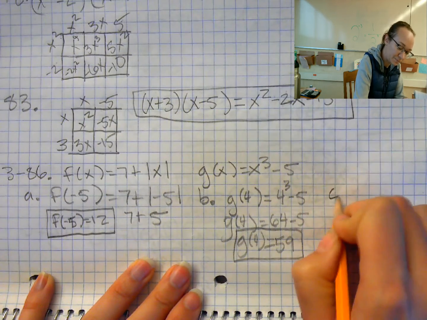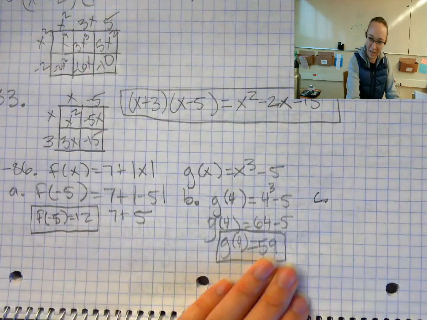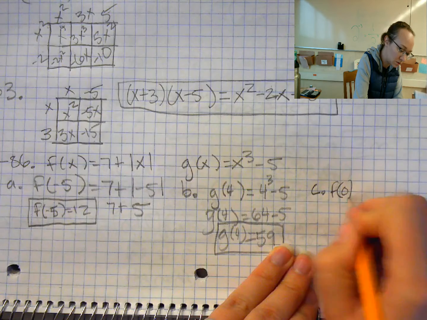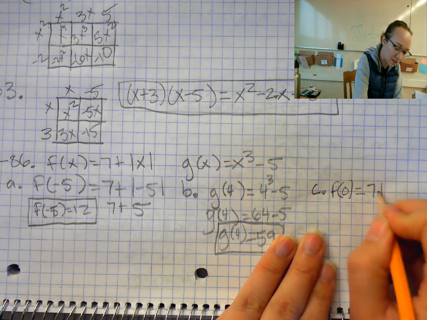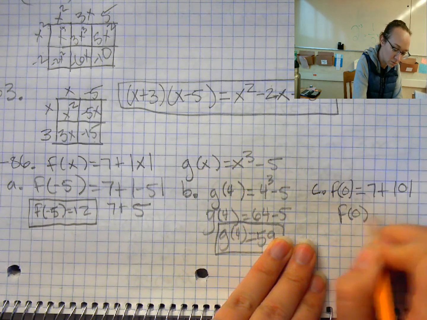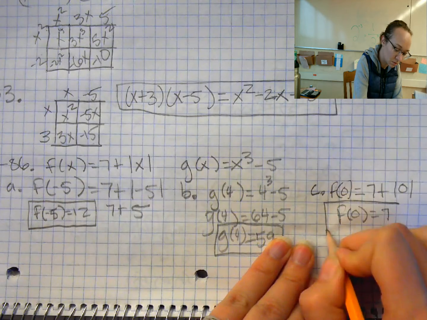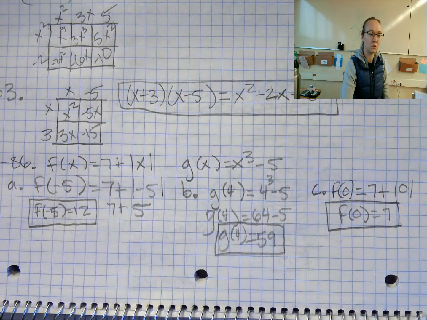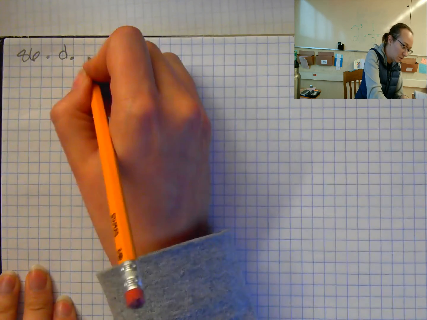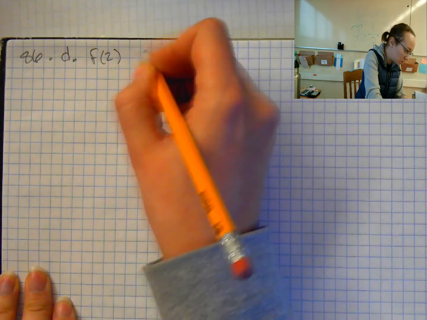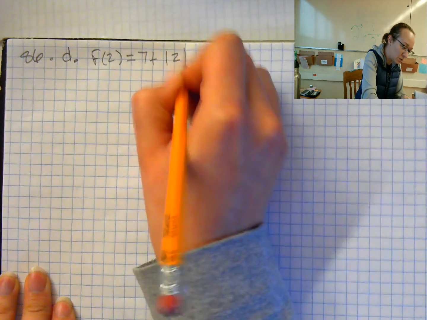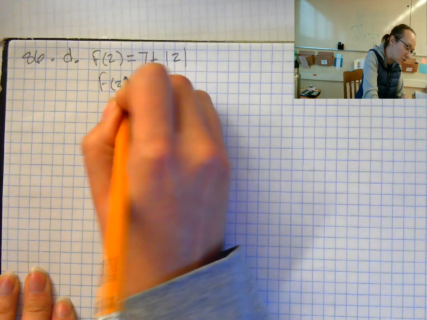On C, I'm going to need a new page, I think. We have f of 0. So 7 plus the absolute value of 0 is just 7. For D, we're looking for f of 2, which would be 7 plus the absolute value of 2. So f of 2 equals 9.